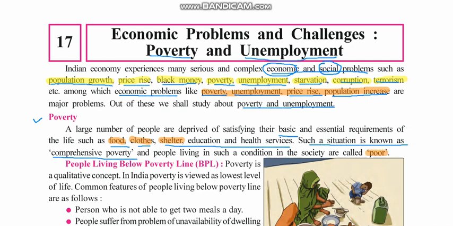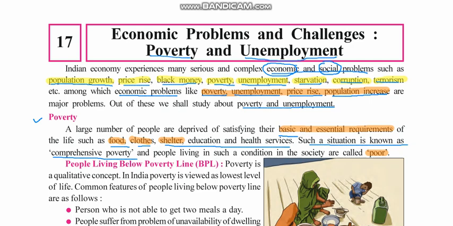So those people who are living in a condition where they are not able to satisfy their basic needs of food, clothing, and shelter are termed as poor people. Okay, so understood what is poor? Poor is basically people who are not able to satisfy their basic and essential requirements like food, clothing, shelter, right? They are termed as poor people.